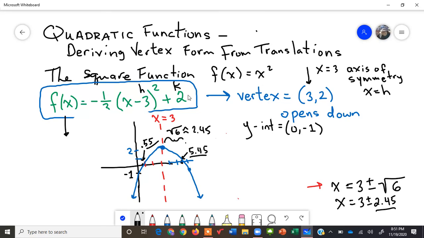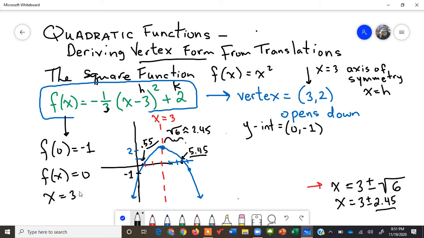So that is the vertex form. We derived from translations to get the equation. Then, with the equation, we actually found the y-intercept by simply evaluating the function at 0. We found the x-intercepts by setting the function equal to 0 and solving for x, where we see that we are equidistant from the axis of symmetry on which the vertex lies, and we get this nice graph.